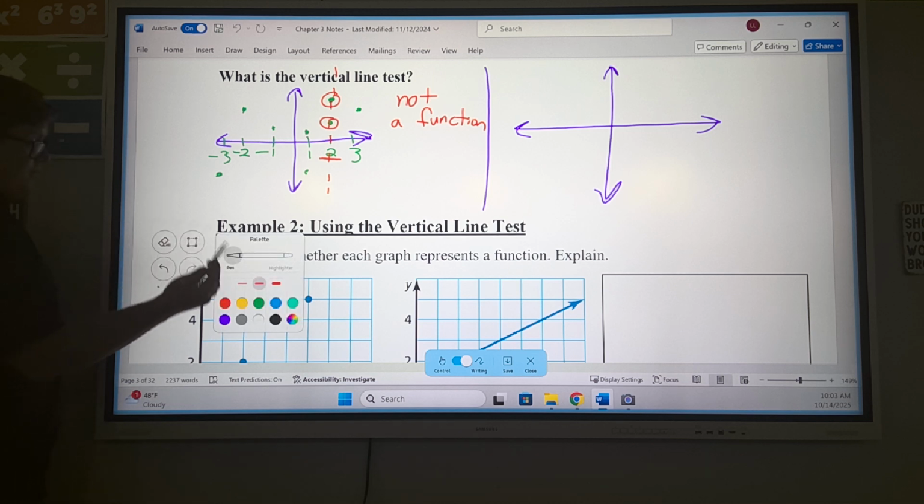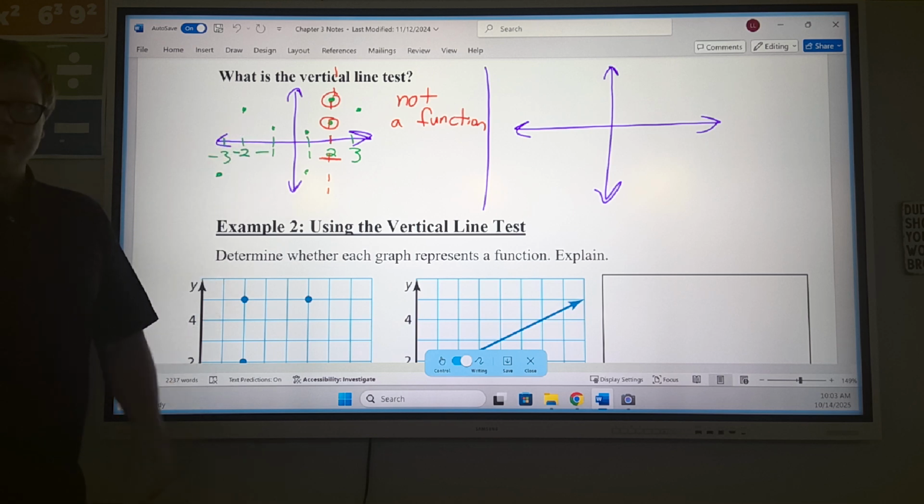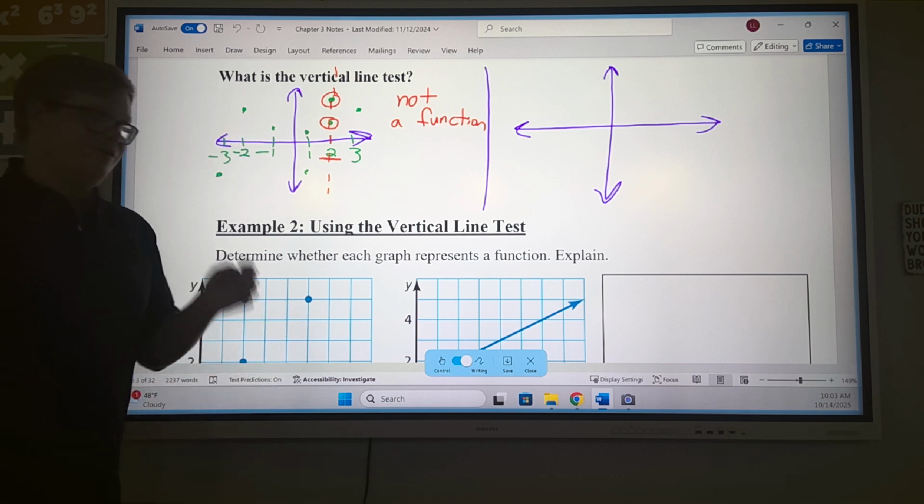Now, you don't have to use the vertical line test every single time if you don't want to, but I recommend it if you can't identify the x's right away. The vertical line test is perfect to use.